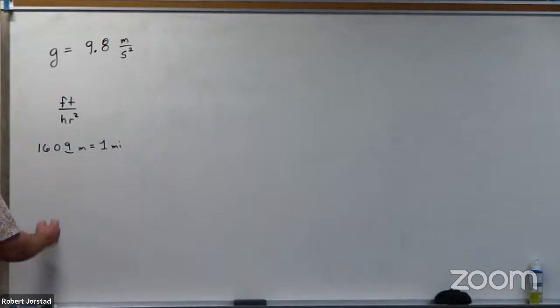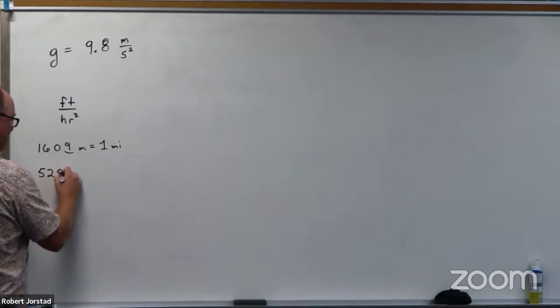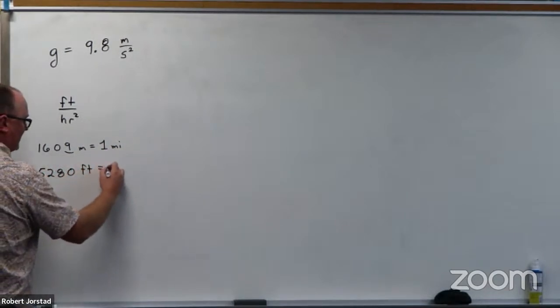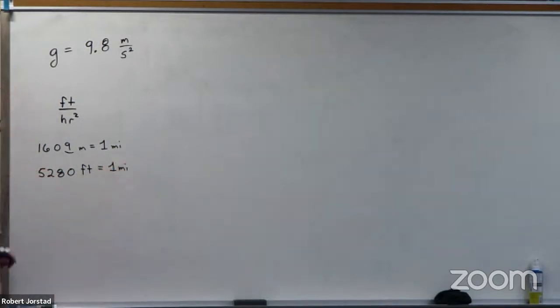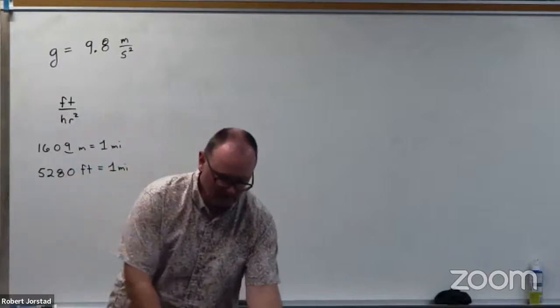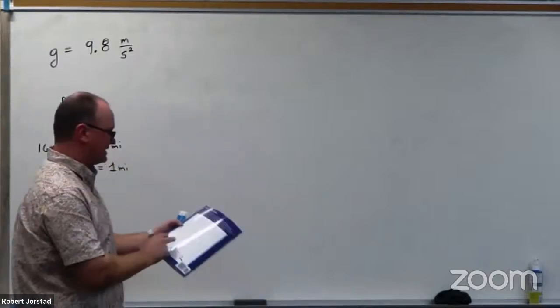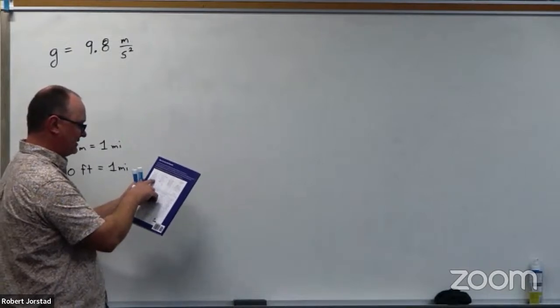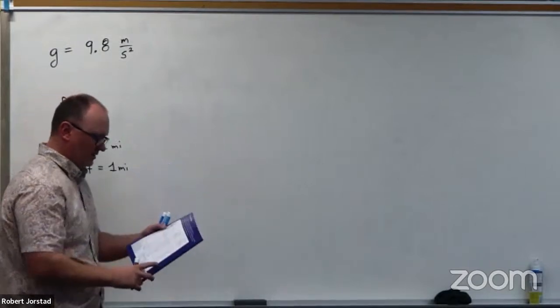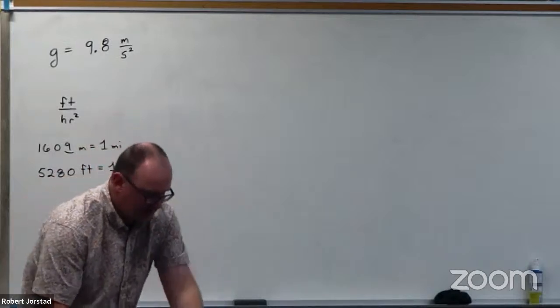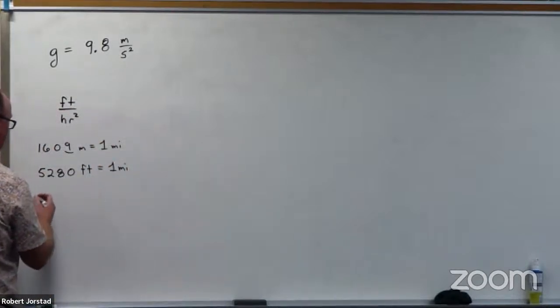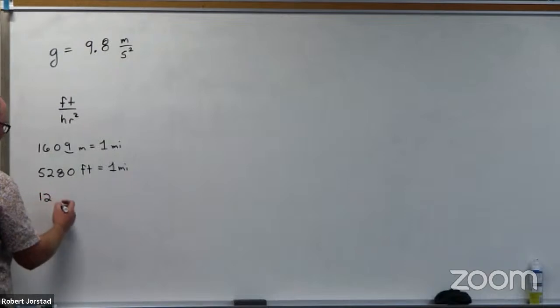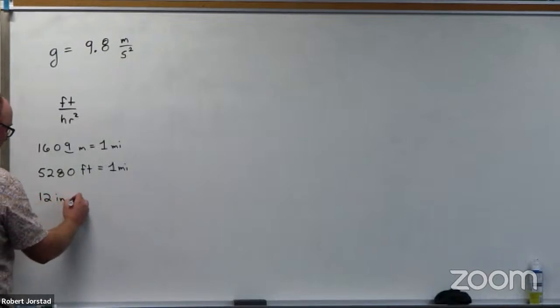I also know that there's 5,280 feet in 1 mile. So those just have to be numbers I recommend. You could also look on the back of your textbook and see if it's got anything there. You could use inches, I guess, right? So another thing you could do, there's 12 inches in a foot.